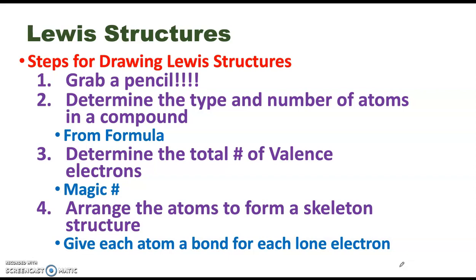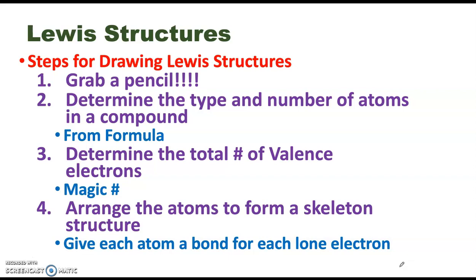The second thing you have to do is figure out how many atoms there are in the compound, how many of each type of atom. You'll do that from the formula. Then you add up the valence electrons. Sometimes we refer to that as the magic number of the compound. How many valence electrons are you working with? So make sure you're familiar with that word if I say magic number.